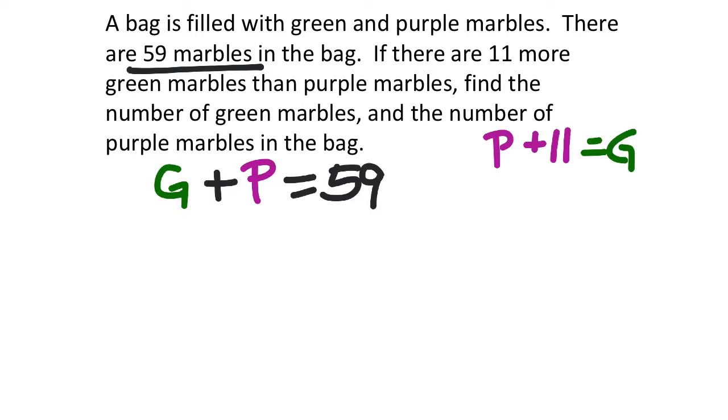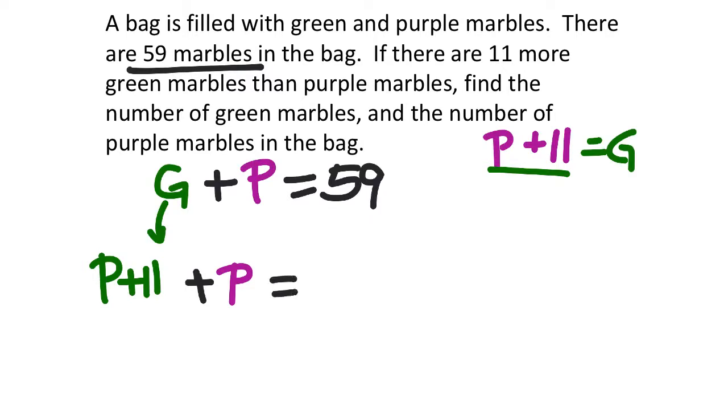Now, since the greens is purple plus 11, I can take this green and replace it with this expression, purple plus 11. Okay, now again, if I add the original set of purple marbles, then I would get 59. Now, what this does is it gives us an equation. It's P plus 11. This gives us an equation with only one variable, which is P.